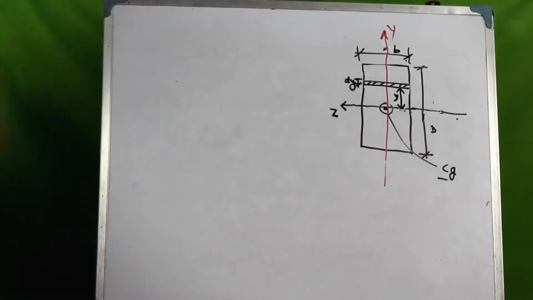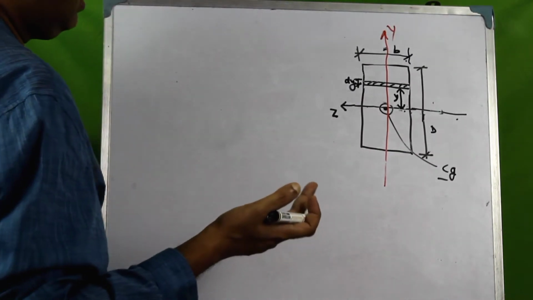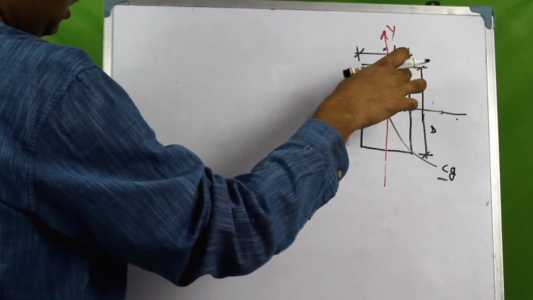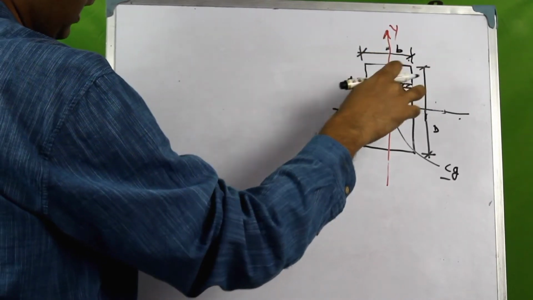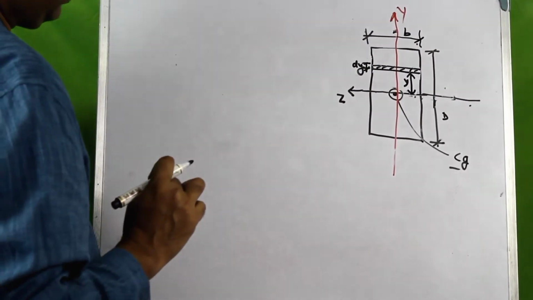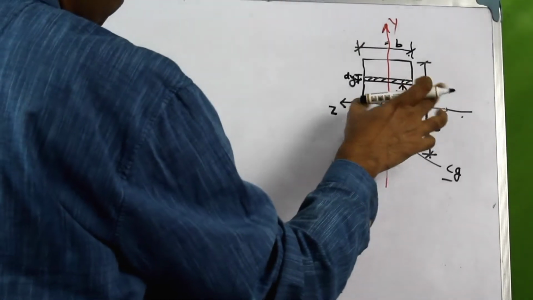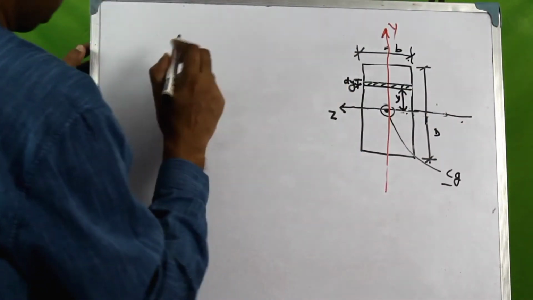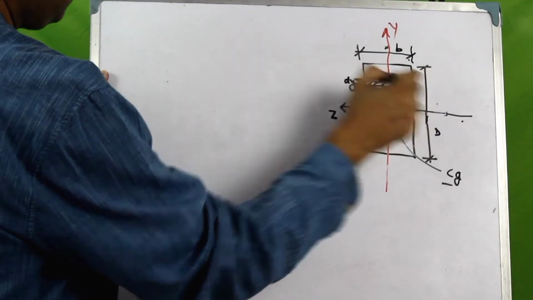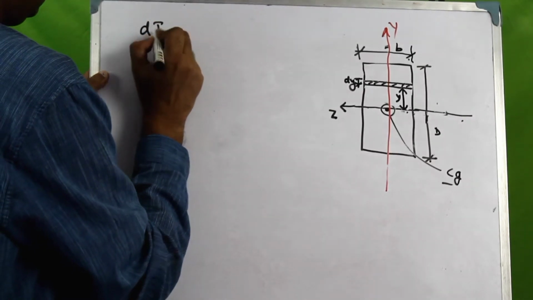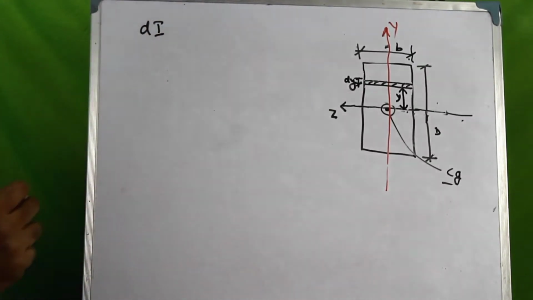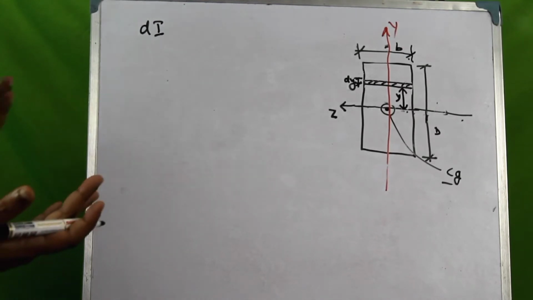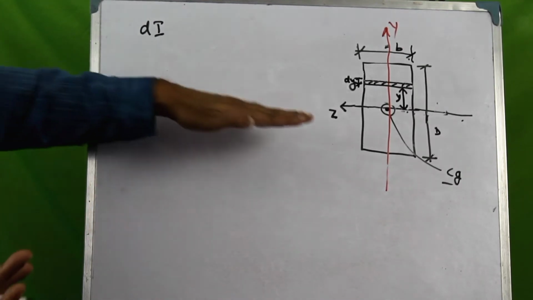Now let us consider the second moment of this area about this z-axis. Let the second moment of area for this elemental strip be dI, or the moment of inertia that we are finding. Remember that the moment of inertia is the second moment of the area. So the moment of inertia we are finding out is about the z-axis.